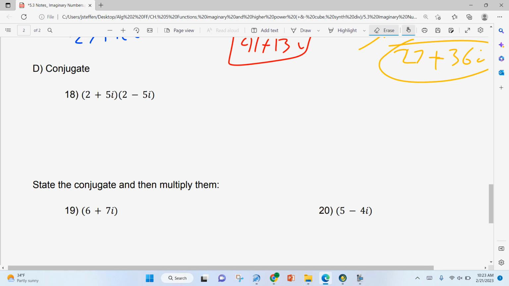I don't know if I mentioned we'll have a quiz over this stuff, the last 3 lessons: the functions with the graphs, the reducing radicals and these imaginary numbers. We'll have a quiz on that on Thursday or Friday this week.